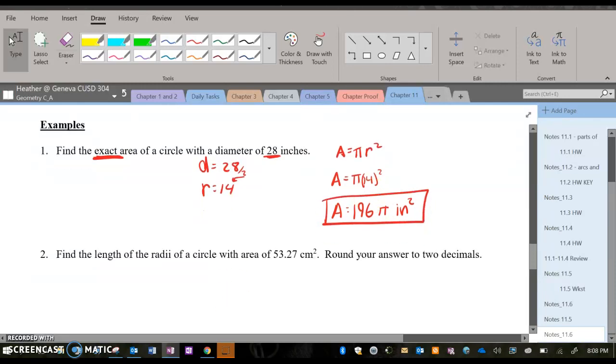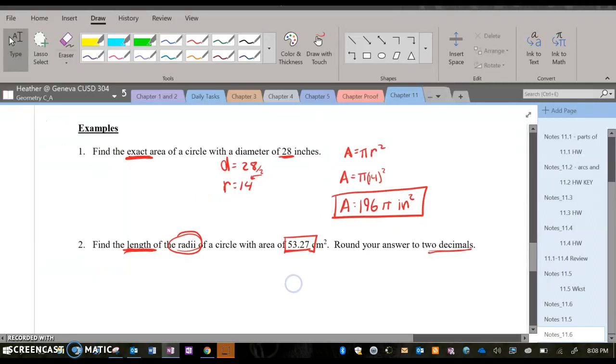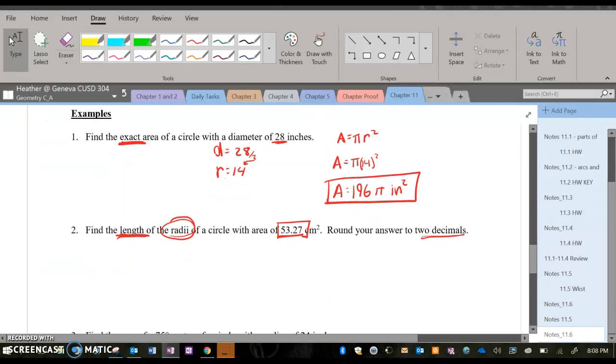Right. The next one says find the length of the radius. So we're looking for that radius. We're given the area is 53.27 centimeters squared. Remember that squared. Round your answer to 2 decimals. So here we don't have to be exact. Approximate is where we're going. So we know our A equals 53.27. And so since we're talking about the area of the entire circle, we're going to use A equals pi r squared. So in this case, we have 53.27 equals pi r squared.